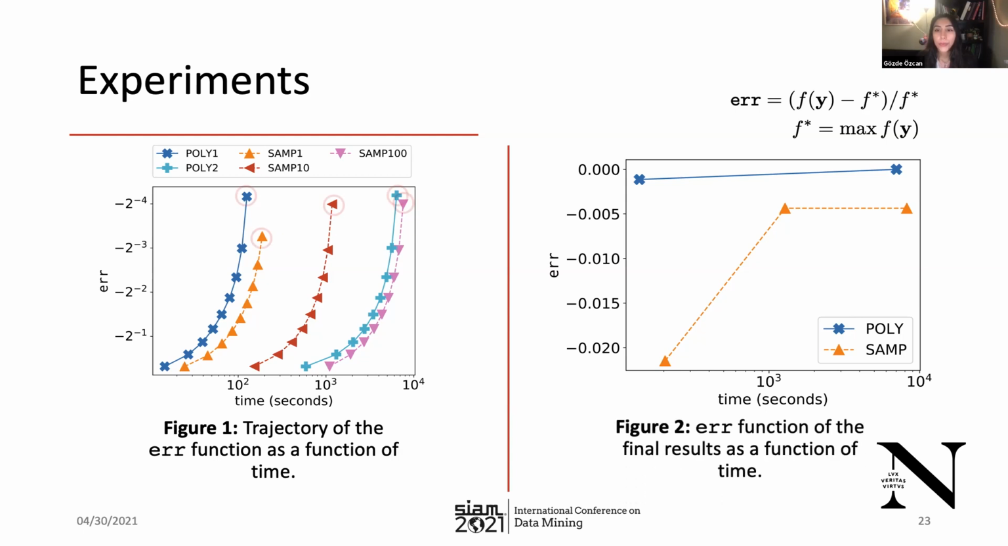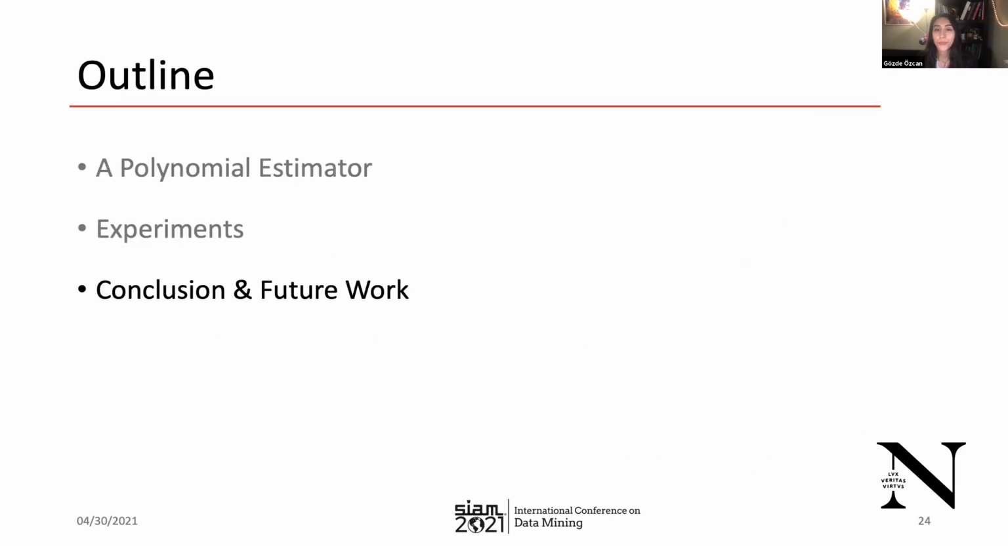In Figure 2, we are only interested in the error of the end results of the continuous greedy algorithm as a function of time. The blue line represents the polynomial estimators, while the orange line represents the sampling estimators. Both of these plots show that polynomial estimators outperform sampling estimators in terms of error. Moreover, the polynomial estimator with degree 1 turns out to be the fastest estimator.